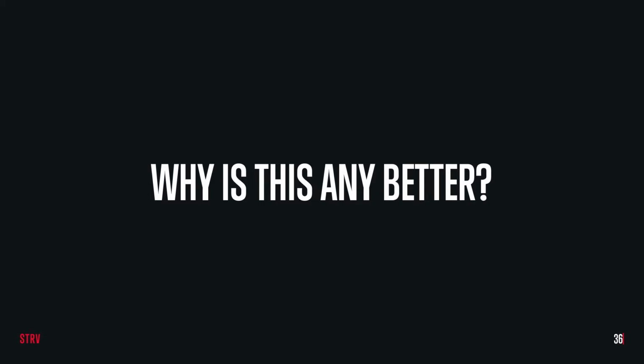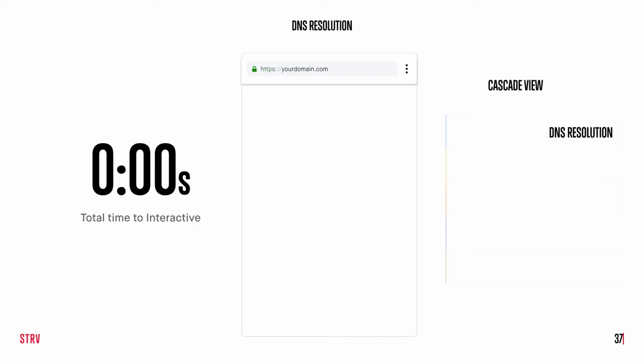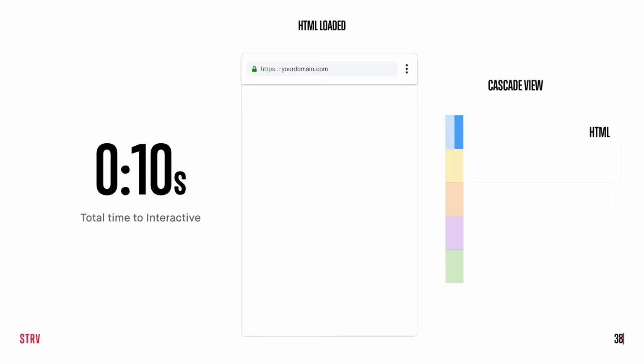So why is this any better? Remember our example from before? It's going to be slightly different. We start fetching our HTML. It's going to take, in this case, more time than before because our HTML is going to be huge. It's going to contain everything: all the tags, all the products, all the information is going to be there. So it's not going to be as fast as downloading just the tiny HTML.